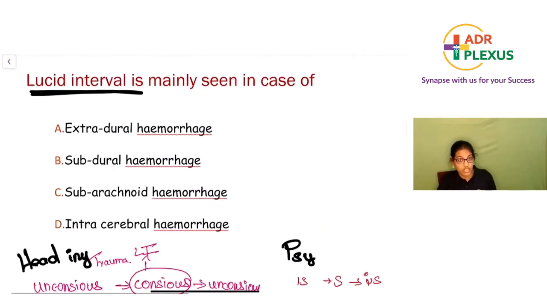Okay, next, lucid interval. Lucid interval is a very important question in NEET also. It's been asked multiple times. Lucid interval is seen in two places we saw. One, in case of head injury, another in cases of psychiatry. In case of head injury, unconscious, conscious, unconscious, right? The conscious period in between two unconscious periods is called the lucid interval. The person is fine during that time, okay? And it's most commonly seen due to extradural hemorrhage.